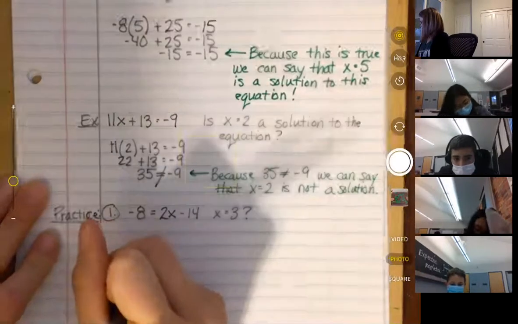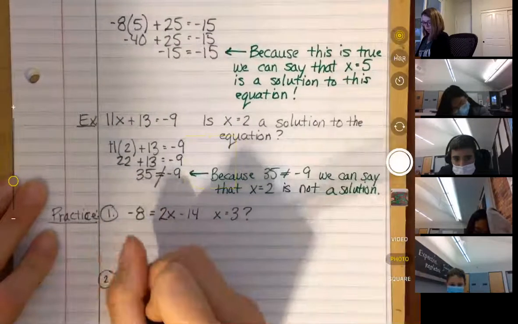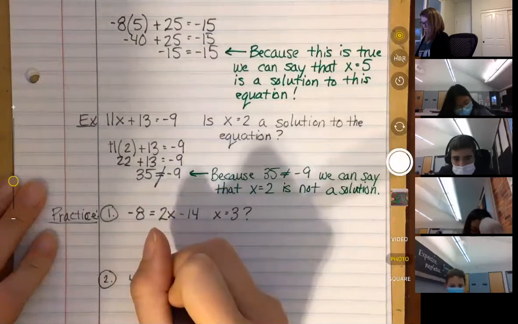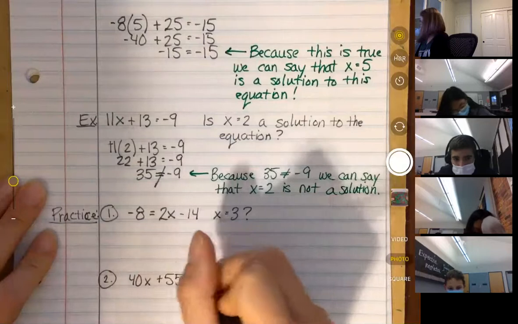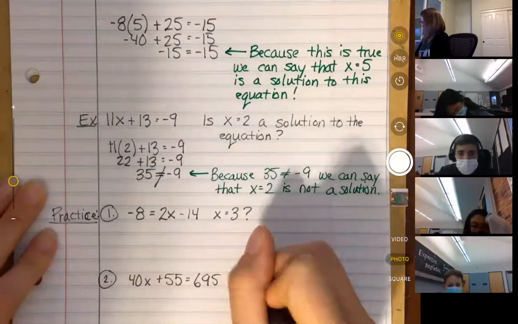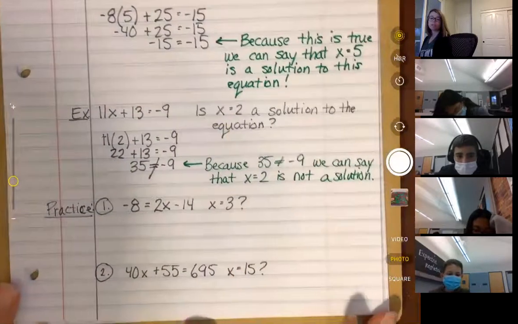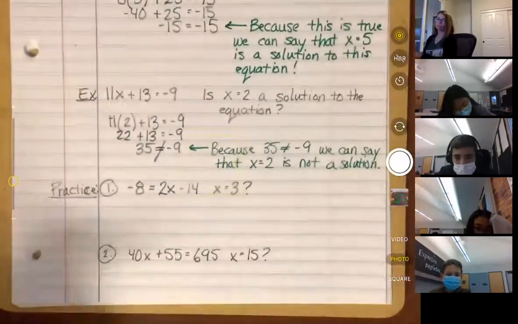And then number 2, 40x plus 55 is equal to 695. Is x equal to 15? Okay. So plug those in. See if they are true, if those are solutions to that equation, those equations.